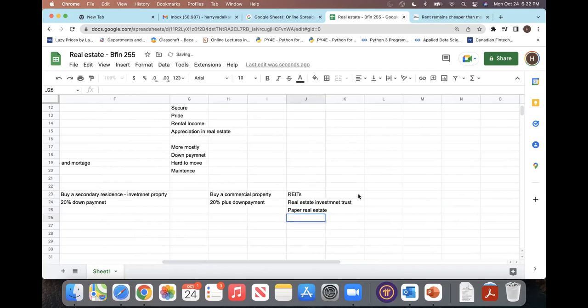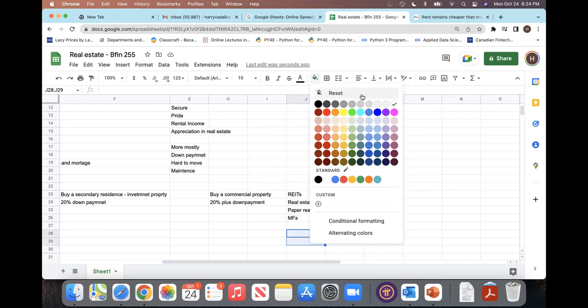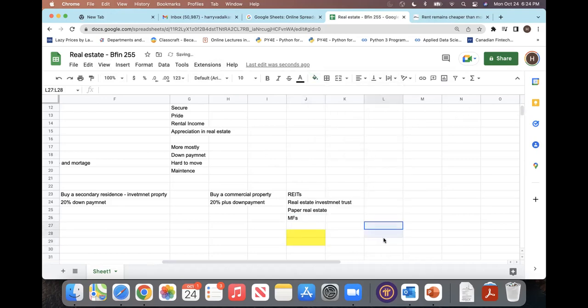Okay, what do I mean by that? It's a real estate mutual fund. You can imagine it as a real estate mutual fund. So what is a real estate mutual fund? I'll quickly explain it. I'll make it a bit fancier so that you understand. I'll make two colors.